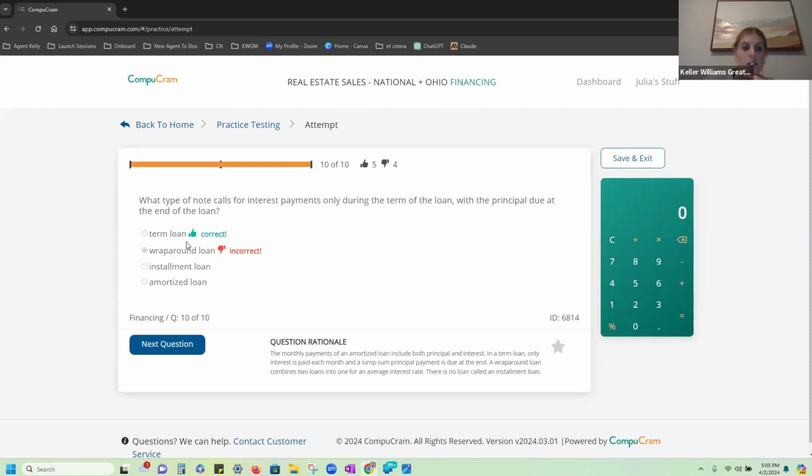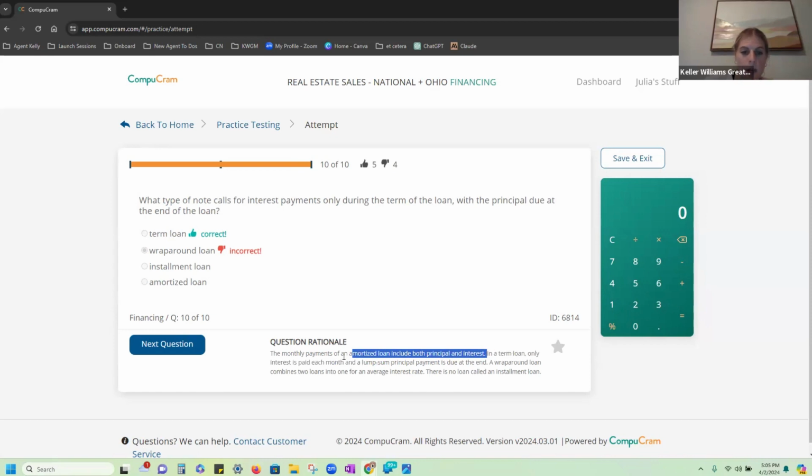All right, so it is term loan. Gosh, they're so tricky. It's like I've never even heard of this loan, but it's probably another word for term loan. So the monthly payments of an amortized loan include both principal and interest.